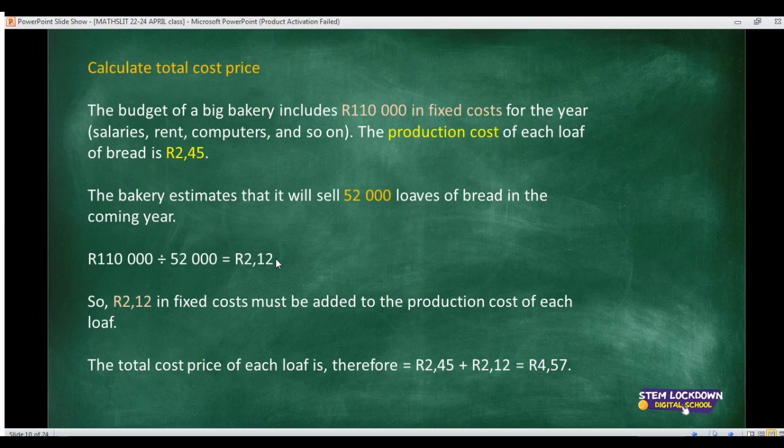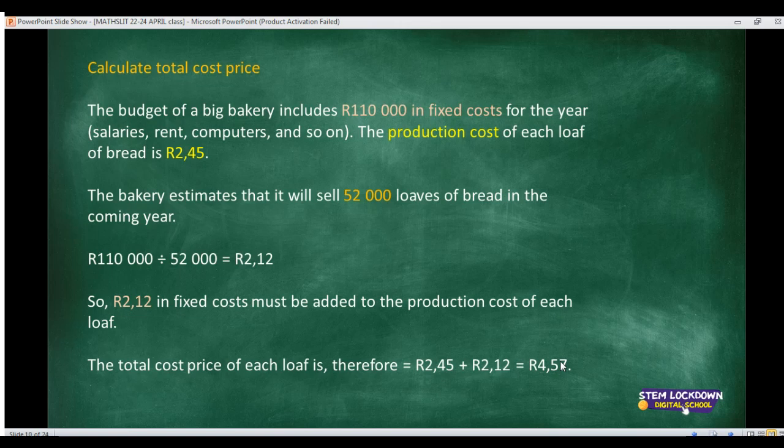But the question wanted what? To calculate the total cost price. So we need to add the 2 rand 12 cents of the fixed cost plus the 2 rand 45 cents of the production cost. Then total cost price would be 4 rand 57 cents, because it is the 2 rand 45 production cost plus 2 rand 12 cents for the fixed cost. That is why at the end of the day, 4 rand 57 cents is the cost price for one loaf of bread.